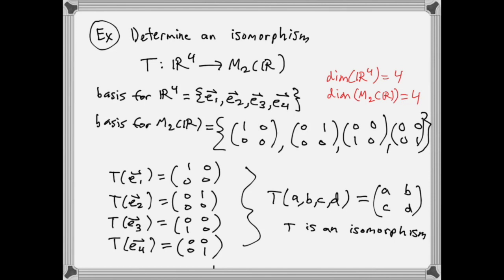Okay, we can clearly see then that R4 is really the same as 2 by 2 matrices, as vector spaces, I should say. They are the same thing.